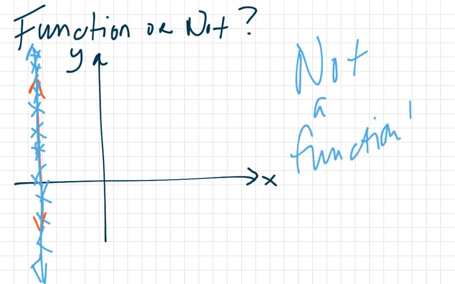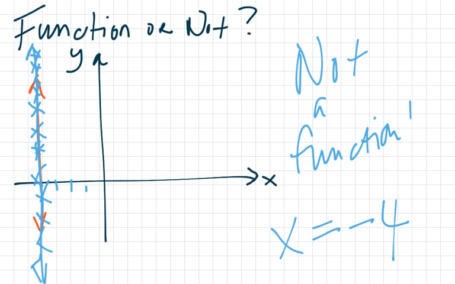If we were to write this as an equation, it would not be a function, but we could write an equation for it. We could say that x equals a constant. So whatever this value is, let's say it's negative 4. X is always negative 4, no matter what y is.